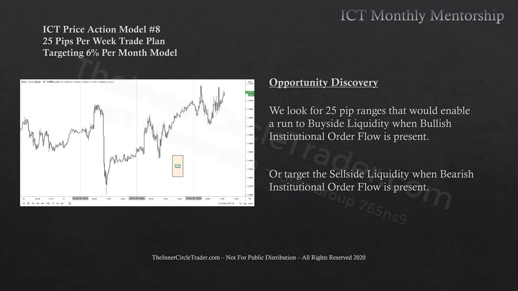Your ideal scenario for this trade plan is to be looking for scenarios where, if you're bullish, you're going to be framing a run to and above an old high that offers that scale of 25 pips. So you're training your eye to look for these types of setups. Anything that would frame a price run that would give a 25 pip price delivery on the upside, when it's bullish, that's what you're framing.